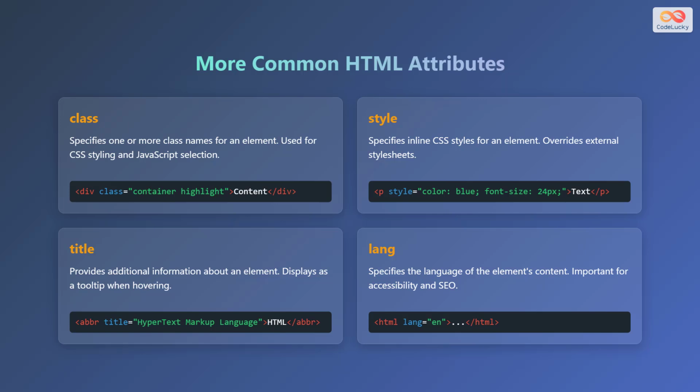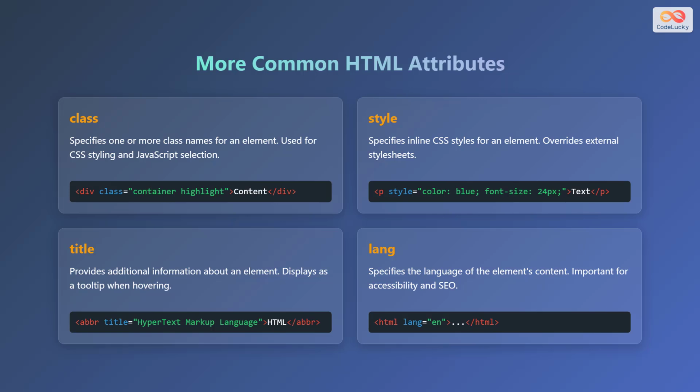Let's explore some more common HTML attributes. First, the class attribute. It specifies one or more class names for an element and is used for cascading style sheet styling and JavaScript selection. A div tag with class attribute and value, container highlight. Next up is the style attribute. It specifies inline cascading style sheet styles for an element and overrides external style sheets. A paragraph tag with style attribute and value color, blue, font size, 24 pixels.